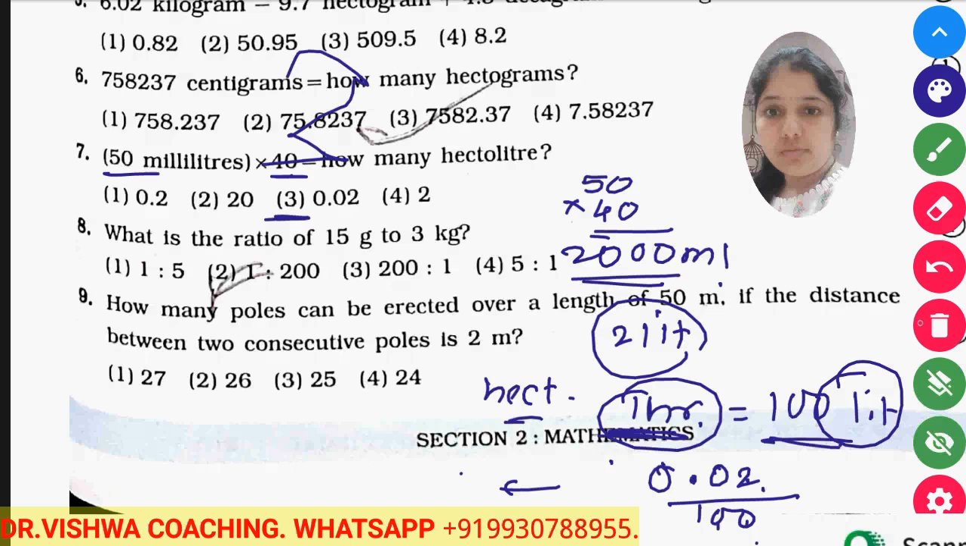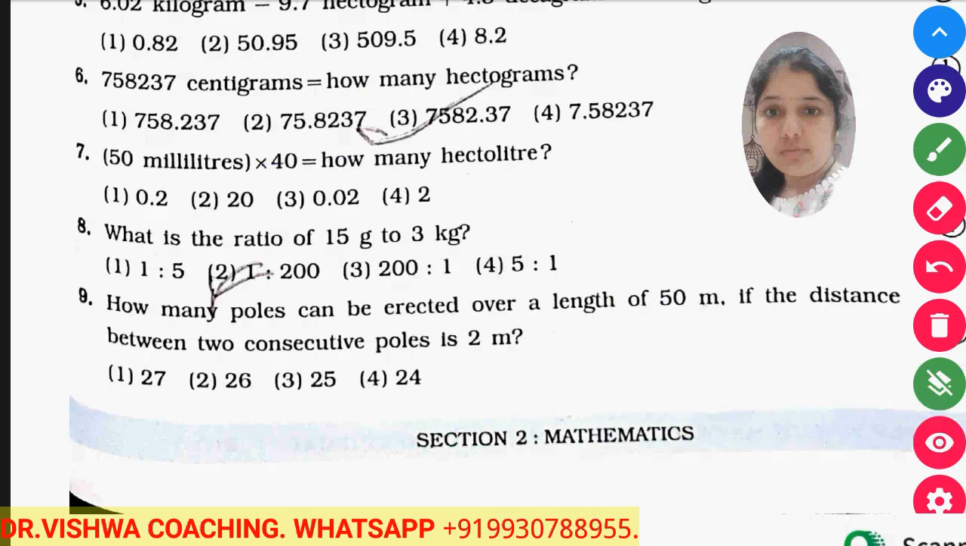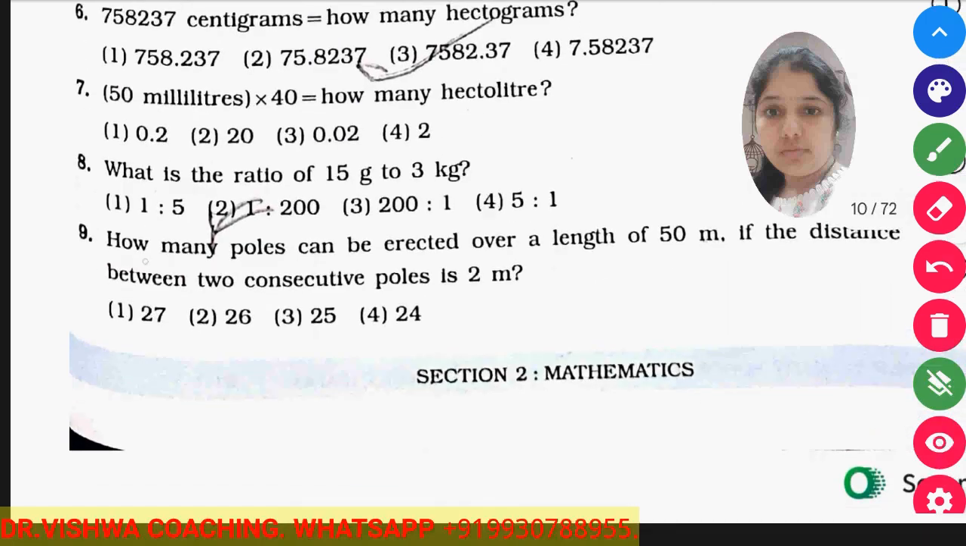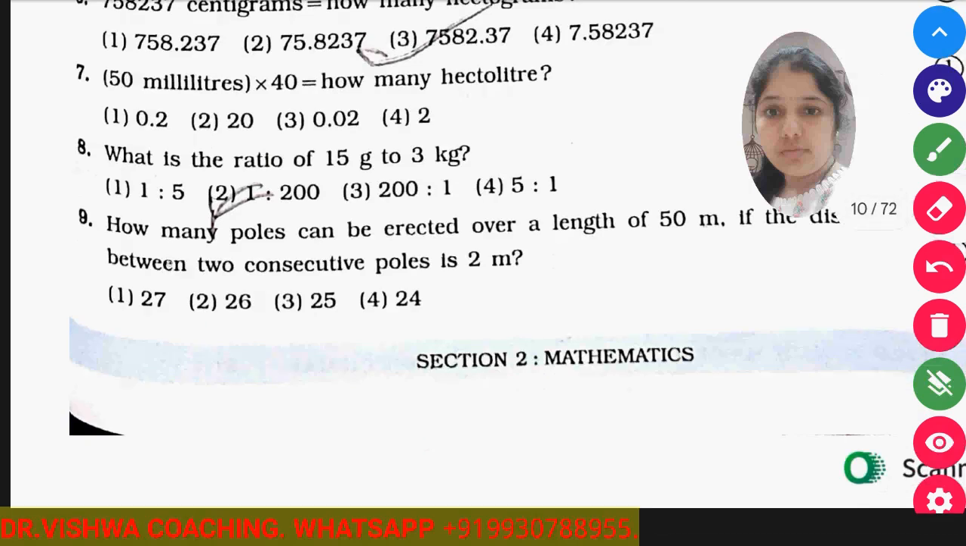Understood? So you can convert anything into any unit by understanding the formula.